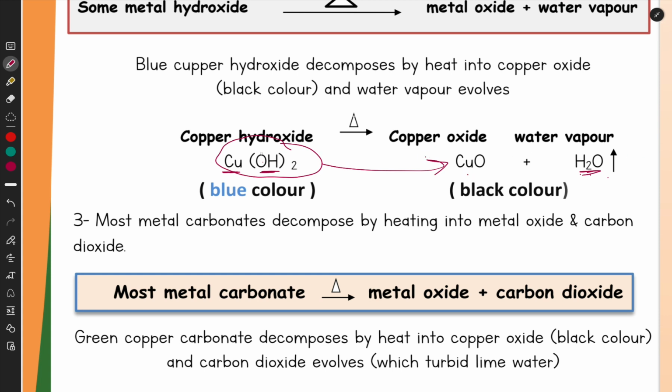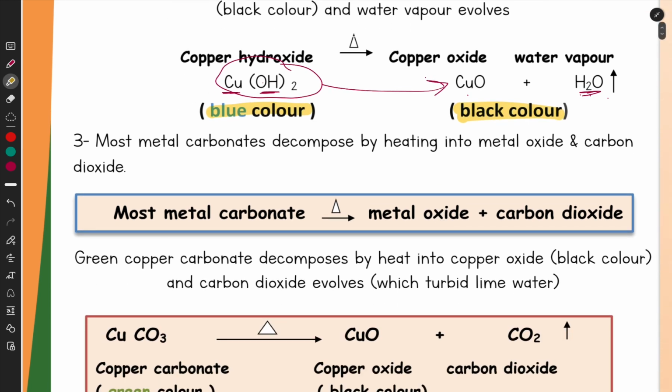What about the colors? The color of copper hydroxide is blue, and the color of copper oxide is black. Blue, black. Okay.